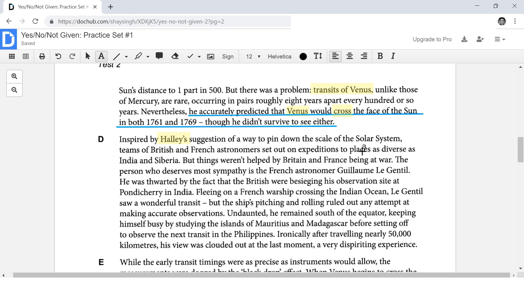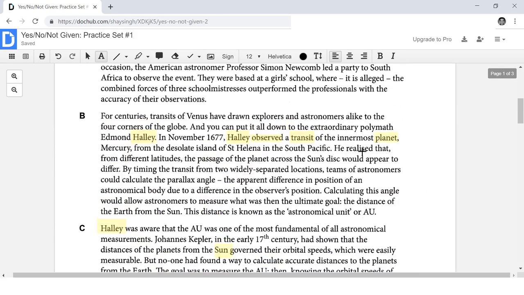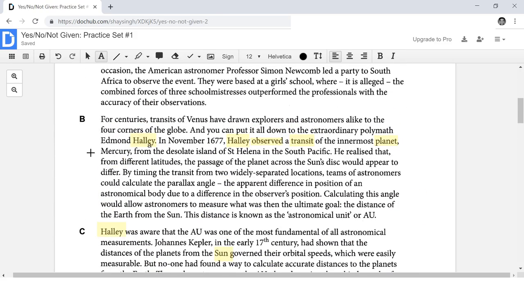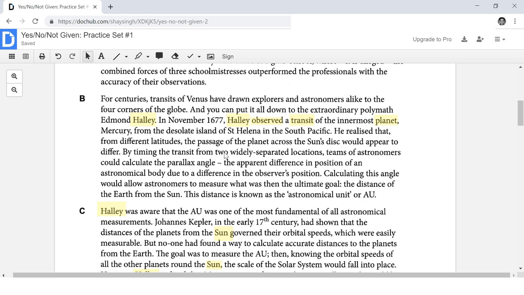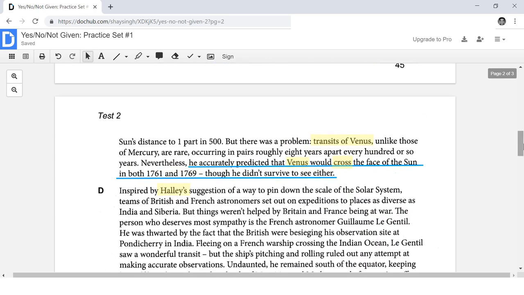We know that he did observe a transit for Mercury. It talks about that up here. He observed a transit for Mercury, but we didn't find anything about Venus up here. So that's why we kept scanning for more keywords. And lo and behold, we found our keyword Venus down here. So this is our matching sentence, and this is where we found our answer to question number 22. So what are we going to do? We're going to put number 22 right next to this line over here so that I know where I found it, because remember, these questions always go in order.